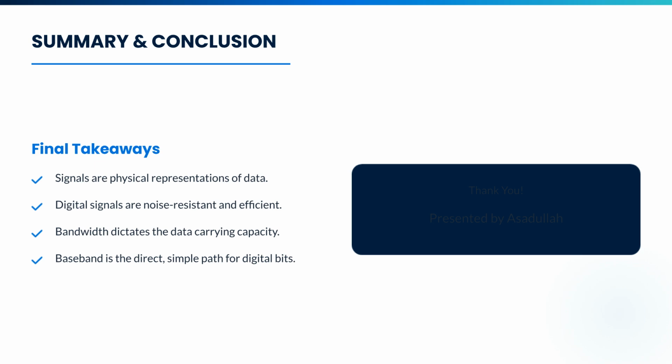In summary, signals are physical representations of data. Digital signals are noise-resistant. Bandwidth dictates data capacity, and baseband offers a simple path for digital bits.